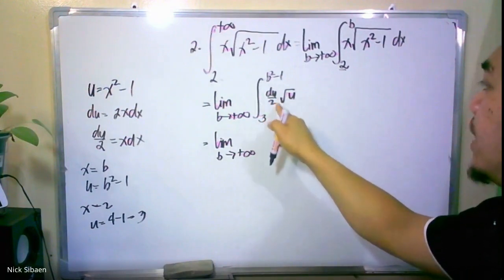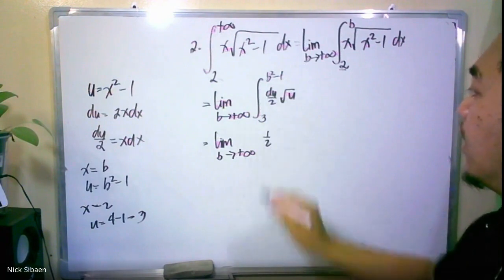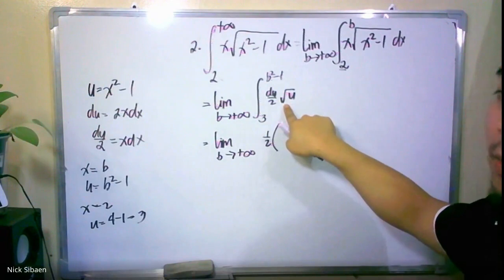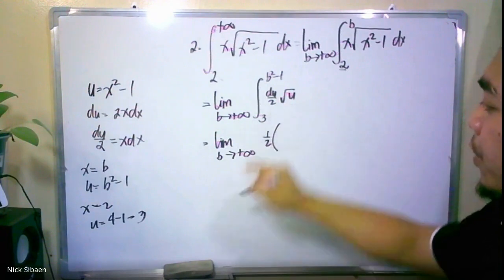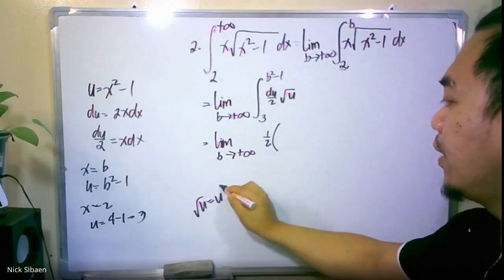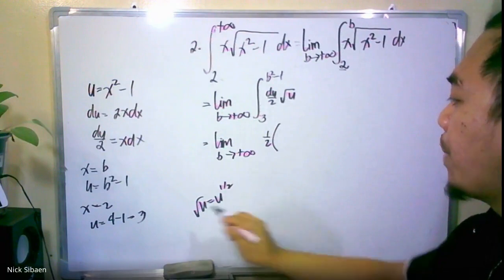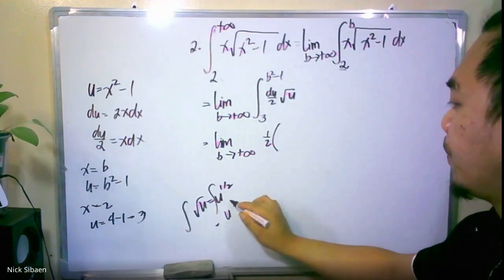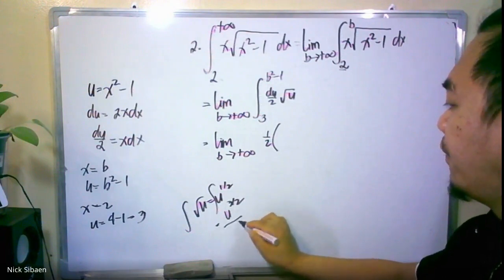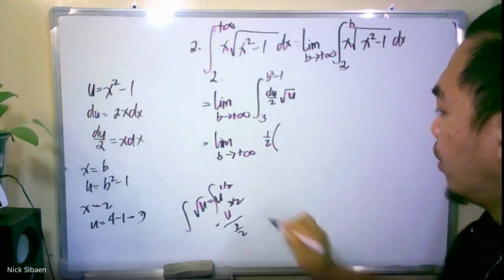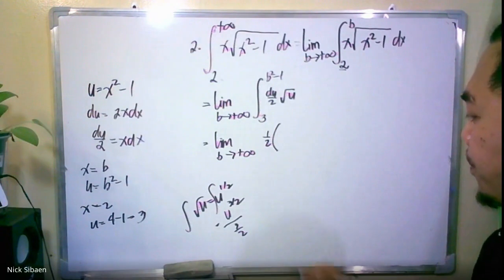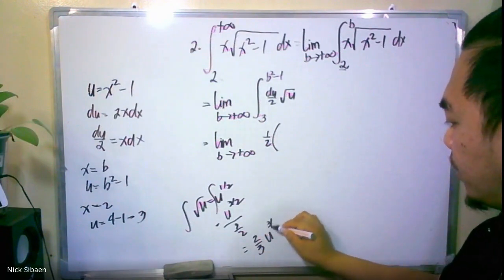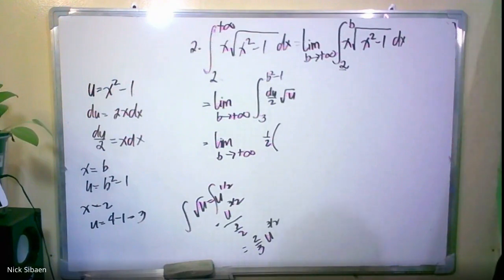Kasi ang 1/2 na nandyan ay pwede lang nating i-factor out. So we are integrating actually square root of u, as simple as that. Well, square root of u is the same as u raised to 1/2. And if we use the power rule, this is just the same as u raised to 3/2 over 3 over 2. So what is that? This is the same as 2/3 u raised to 3/2.